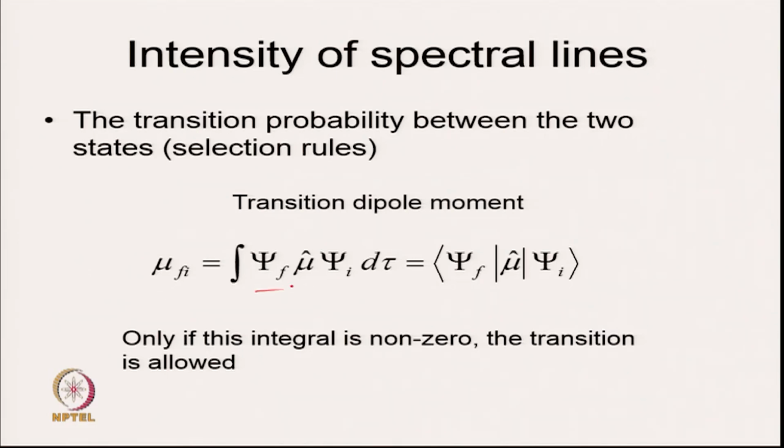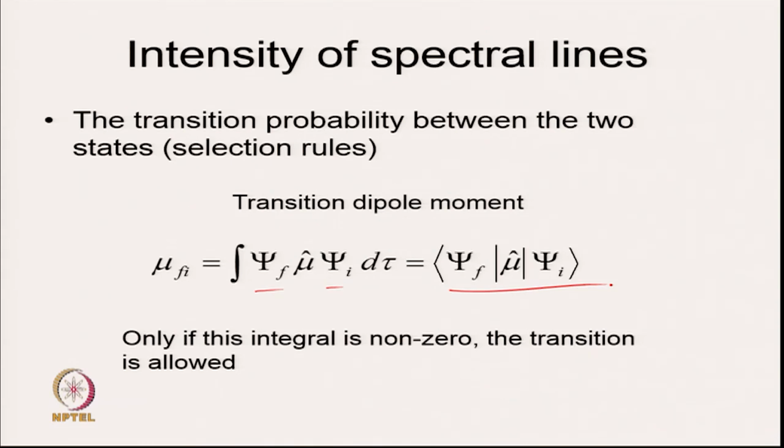So, here is the function of the final state and the function of your initial state, multiplied by what is known as the transition dipole moment, and this is also shown by this notation. If this integral is non-zero, then the transition is allowed. If it is 0, then that is not allowed.